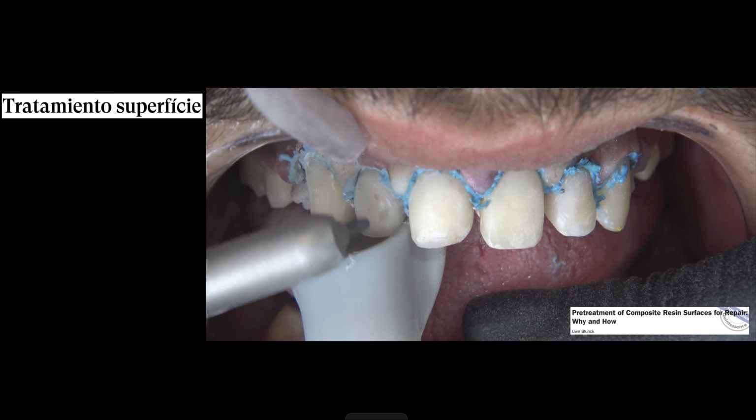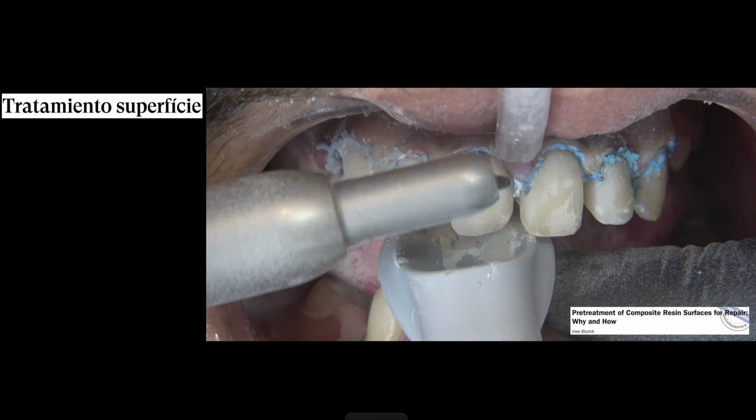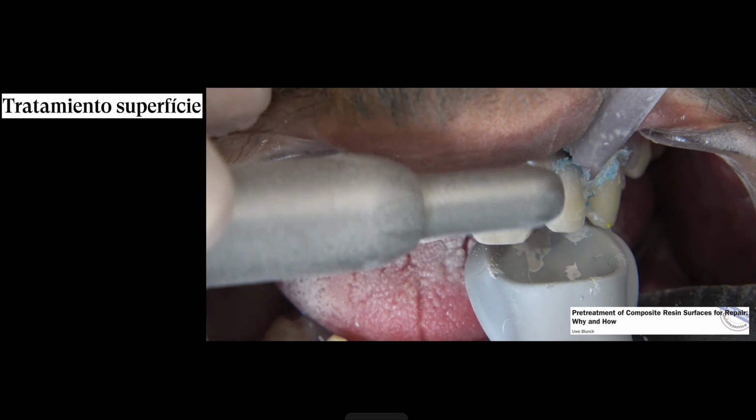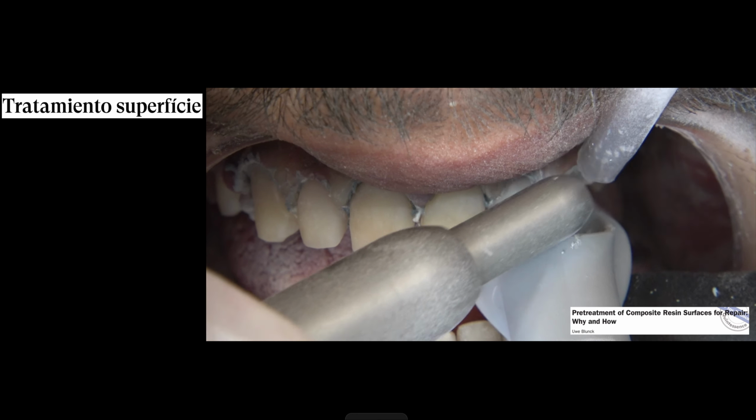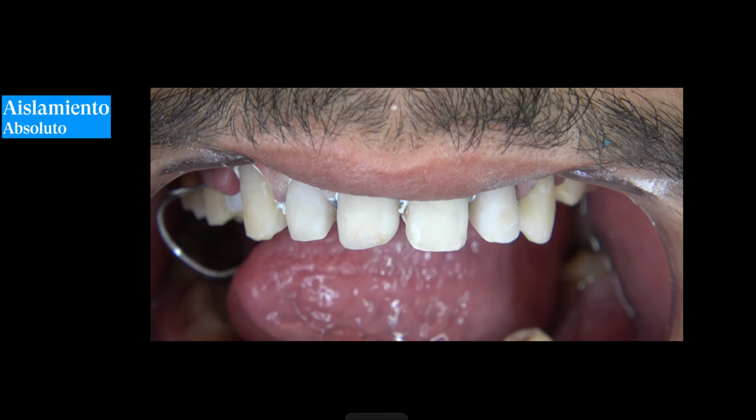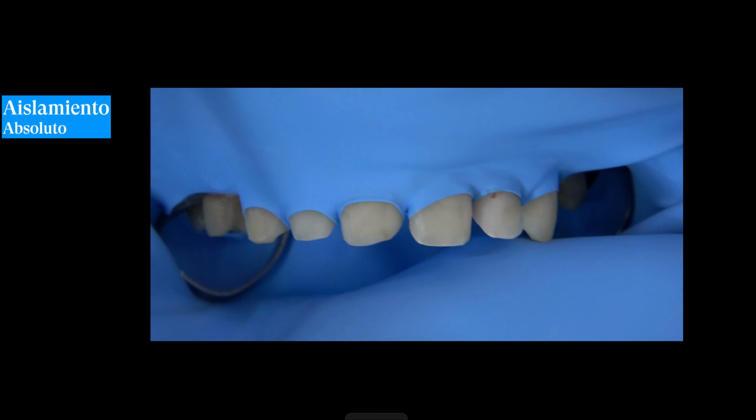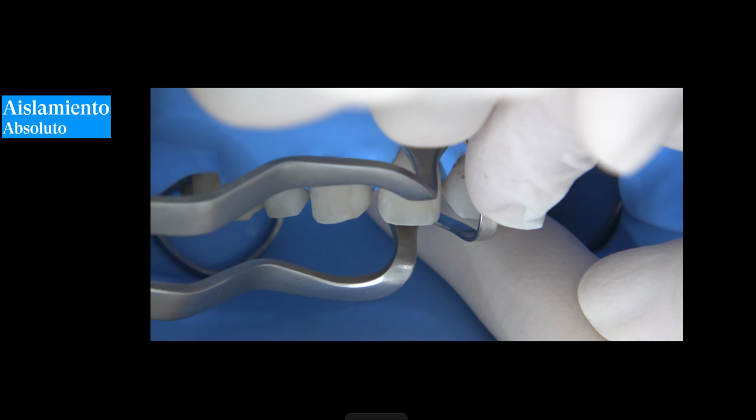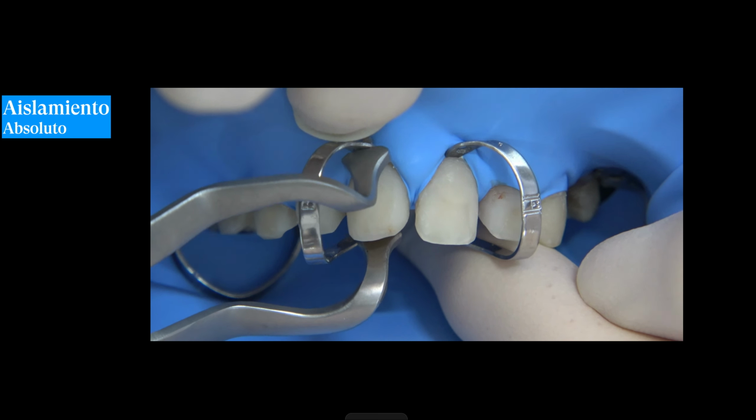Then for the adhesion, we are going to sandblast the tooth because mostly everything is composite. And if we have to bond to composite material, we have to sandblast it. Then we are going to place the rubber dam. Okay, we place 2 clamps in the posterior teeth. We place the rubber dam and the clamp.